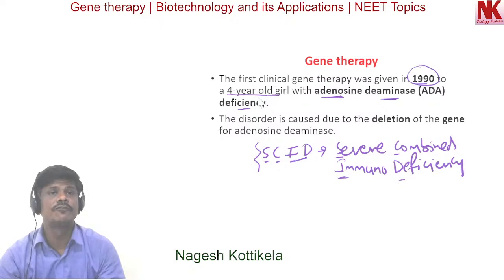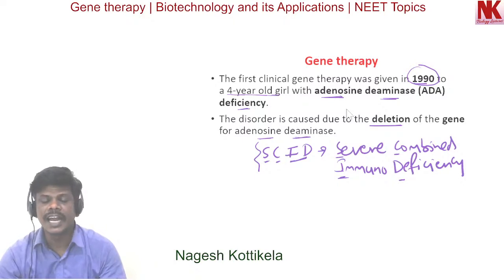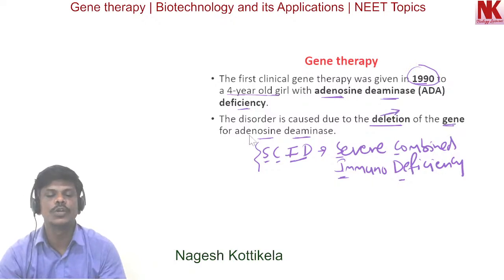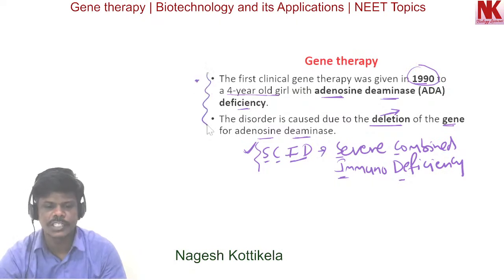1990 to a 4-year-old girl with adenosine deaminase deficiency, and here the disorder is caused due to the deletion of the gene for adenosine deaminase. This enzyme is a protein, so obviously there will be a gene which codes for that protein. Deletion of that gene which codes for adenosine deaminase will cause its deficiency, and it results in a disease, SCID.